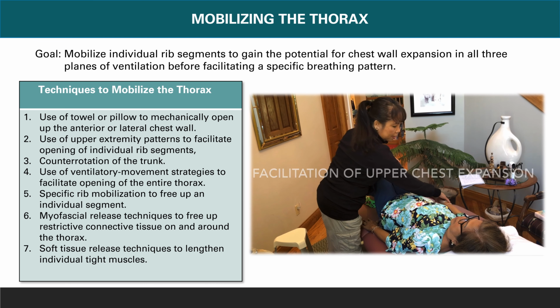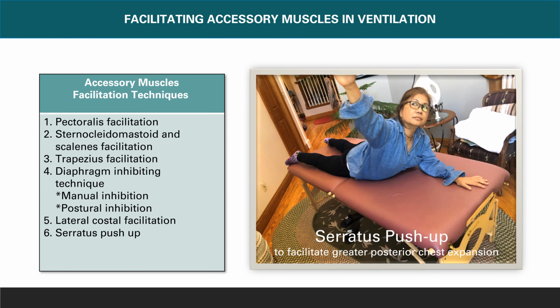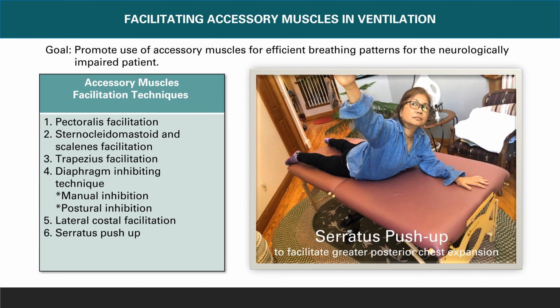of upper chest expansion. The goal for facilitating accessory muscles in ventilation is to promote use of accessory muscles for efficient breathing patterns for the neurologically impaired patient. Facilitating greater posterior chest expansion can be achieved in a prone on elbows position, deep breathing during the push-up, and exhaling the air when returning to the starting position. The serratus anterior muscle causes lateral scapular movement, thereby facilitating maximal posterior excursion of the thorax.